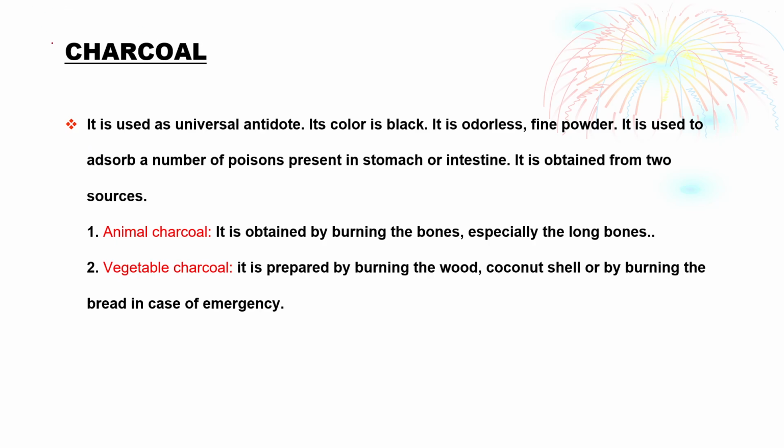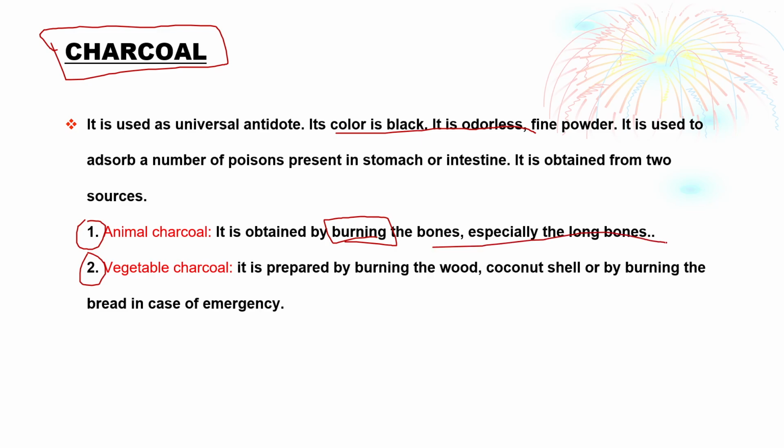Now, as we know, charcoal is a physical or mechanical antidote. It is black in color, odorless, and a fine powder. It might be obtained from an animal source or from vegetable sources. An animal source can be obtained by burning the bones, especially the long bones. And vegetable charcoal can be prepared from wood, coconut shells, or bread. So this is the charcoal.